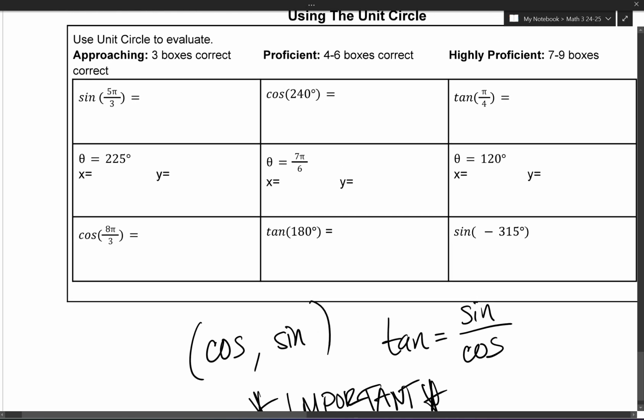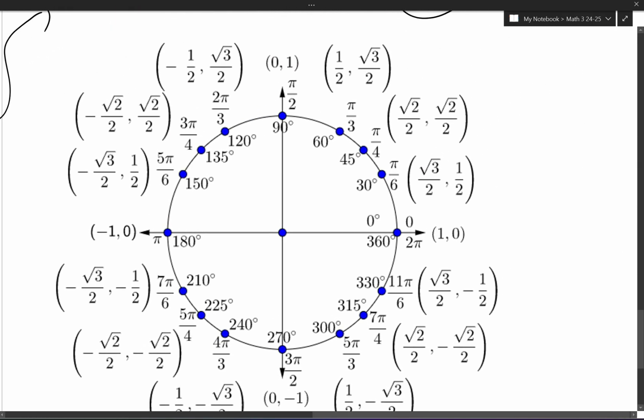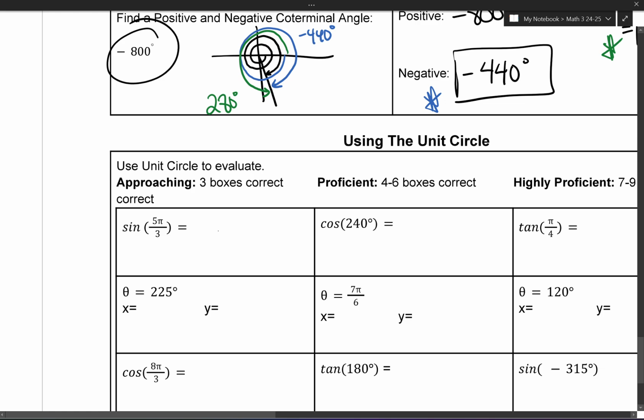Okay, let's identify the sine of 5 pi over 3. So if I say, what's the sine of 5 pi over 3? You're going to find 5 pi over 3, and you're going to tell me the y value. Negative square root of 3 over 2.